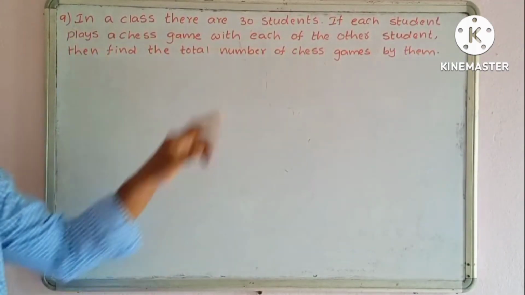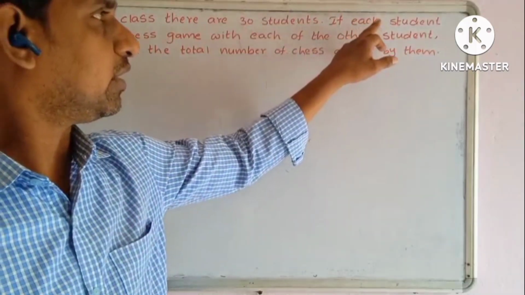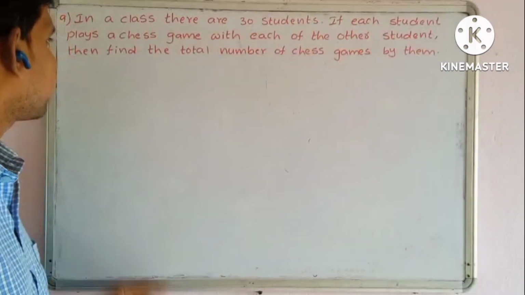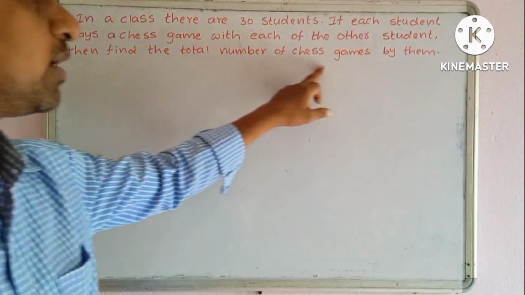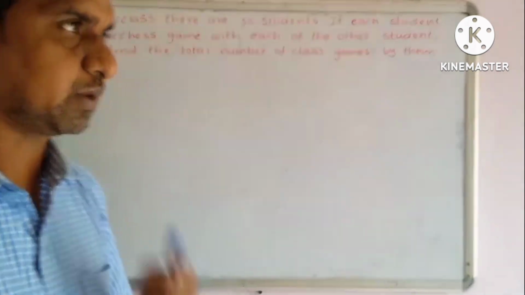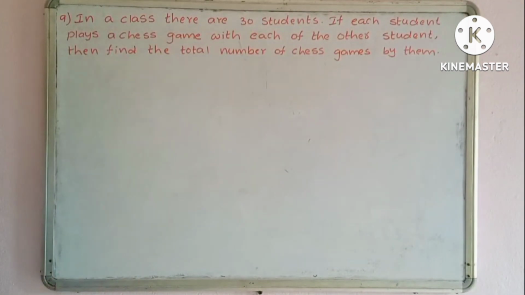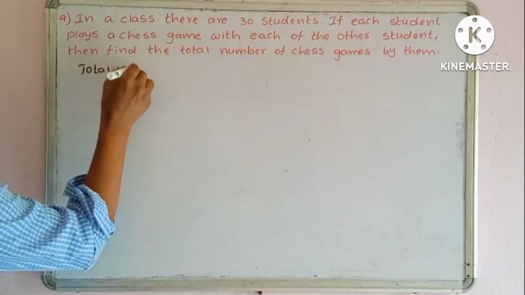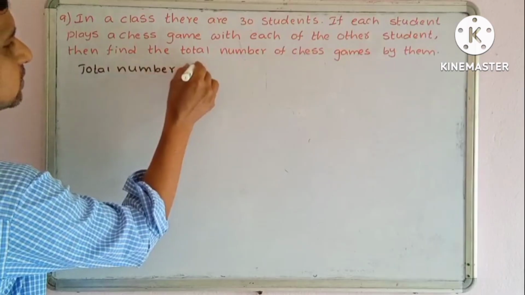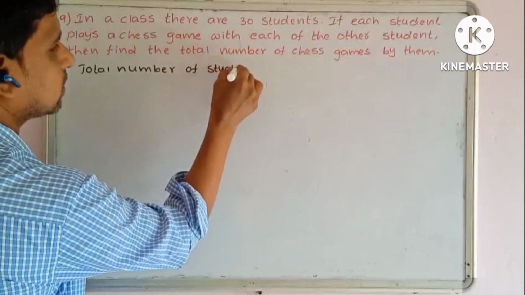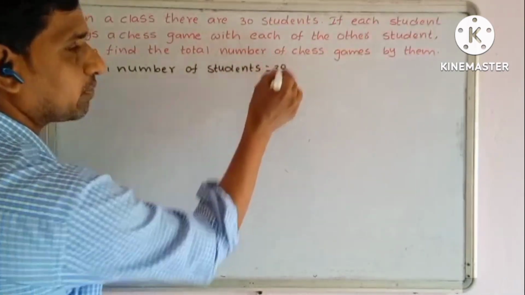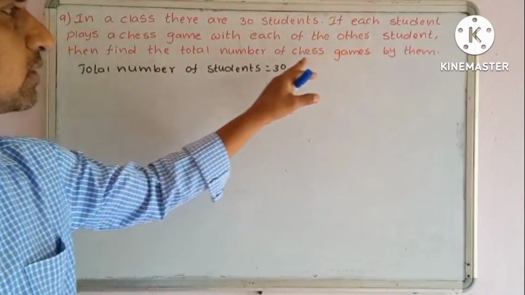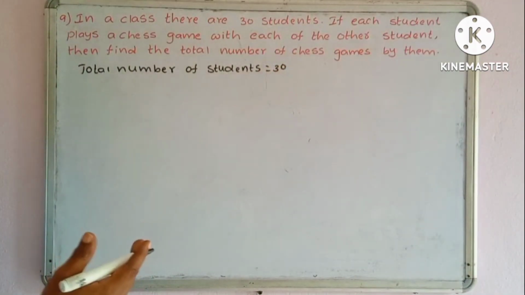In your class, there are 30 students. If each student plays a chess game with each of the other students, then find the total number of chess games played by them. In this class, how many students are there? 30 students. So the total number of students equals 30. Okay.